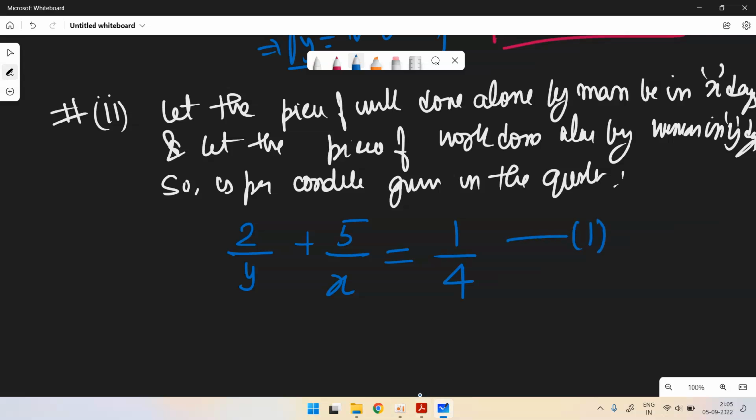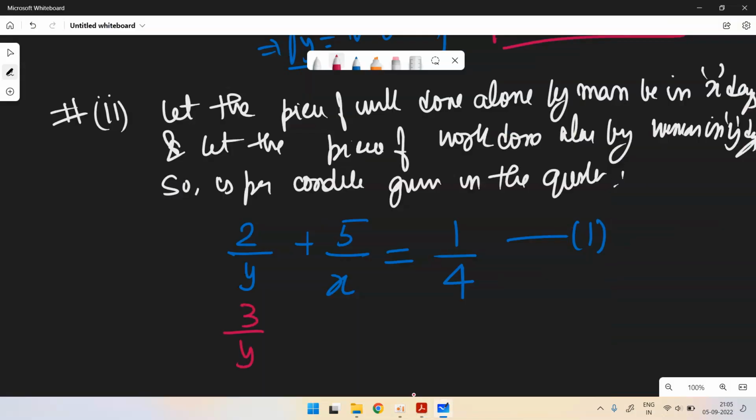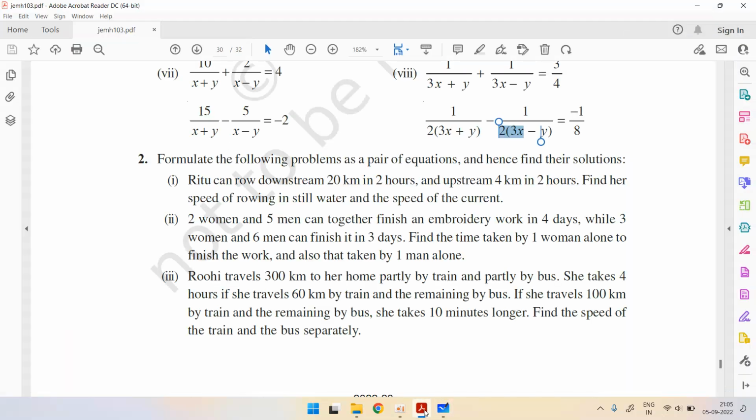Now what does the second equation say? 3 women and 6 men can do the same work in 3 days.